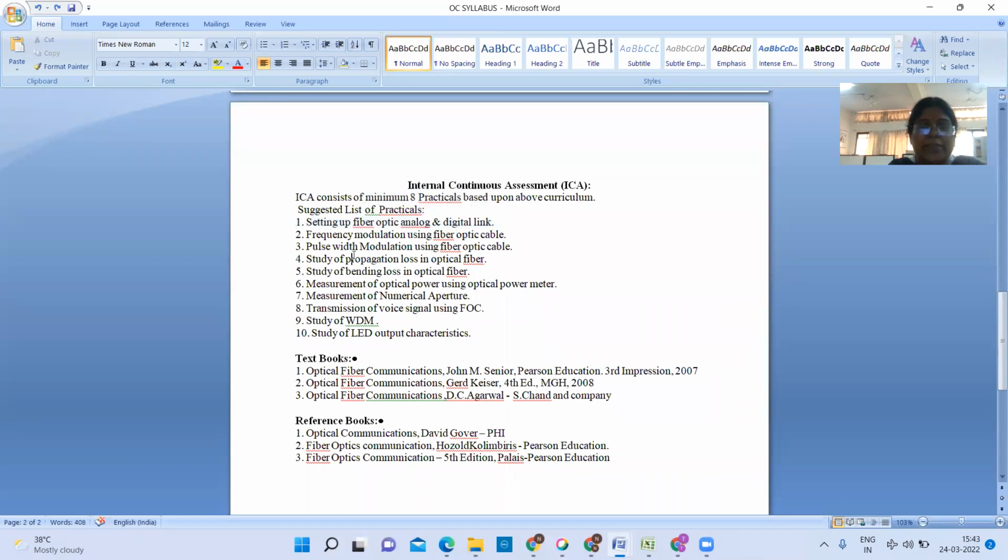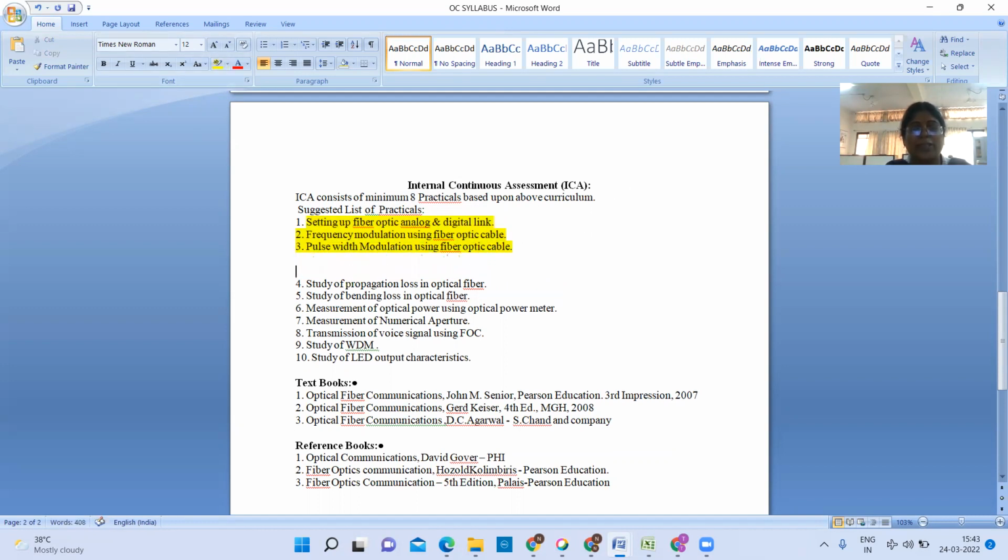The third experiment is pulse width modulation using fiber optic cable. In this, again we have to take an analog signal, do pulse width modulation, and that PWM signal we have to transmit through fiber optic cable. So what can we say these first three experiments of this subject are about? What are we doing in those first three experiments?